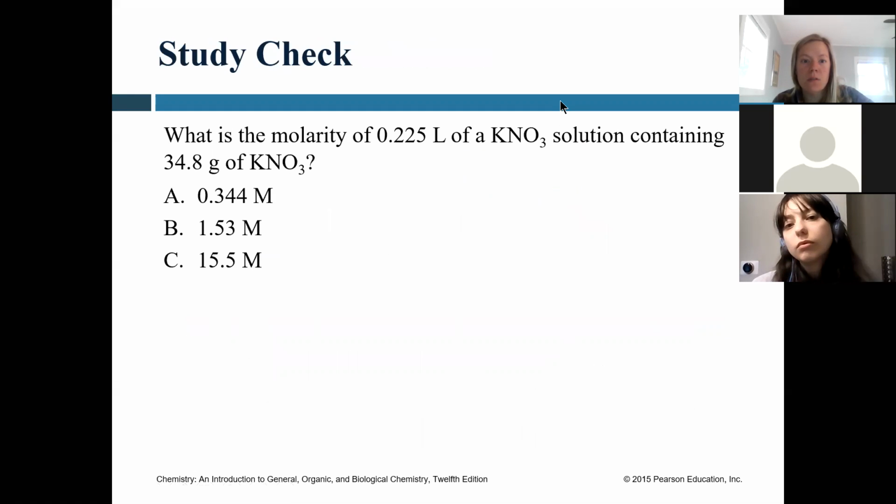I want you all to do one. So what is the molarity of a 0.225 liter of a KNO3 solution containing 34.8 grams of KNO3? It's very similar to the last problem that we just went over.